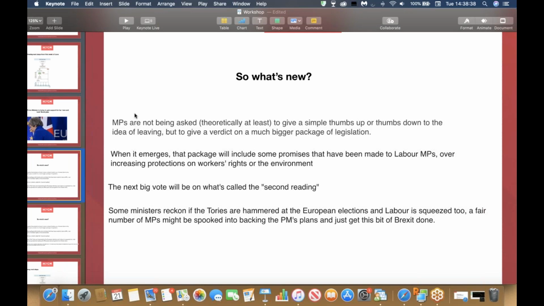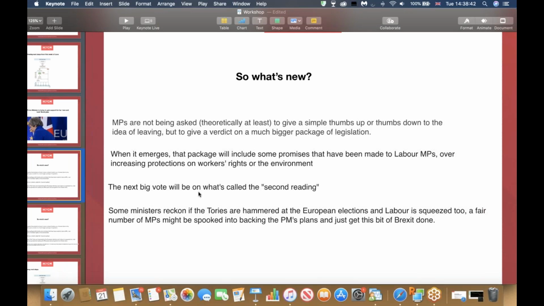I'm not going to go through all of this detail here because you're going to find out sooner or later. But the thing that I want to draw your attention to is simply that there are European elections coming up over the weekend.